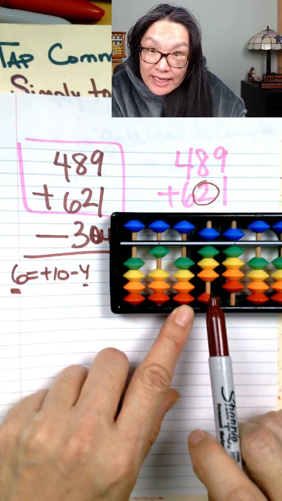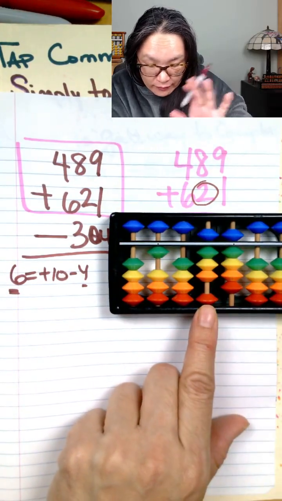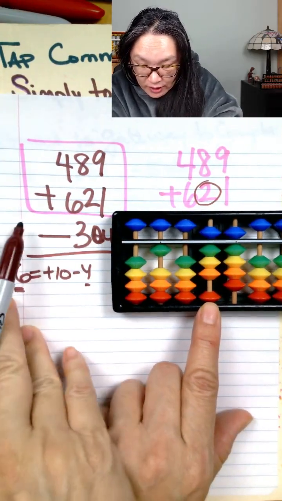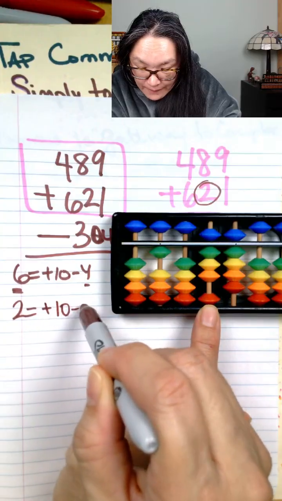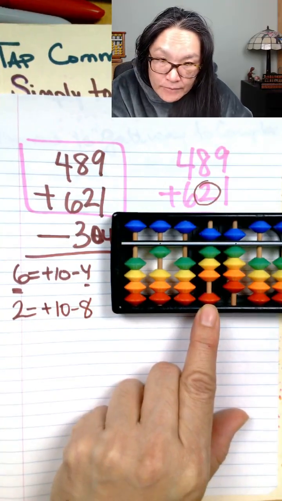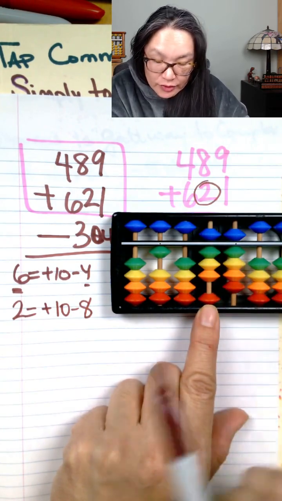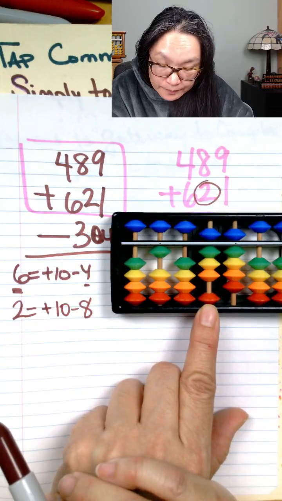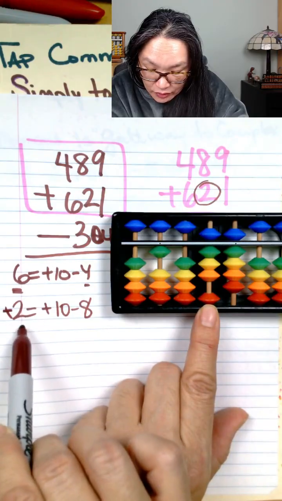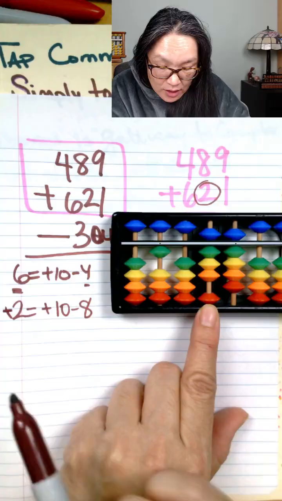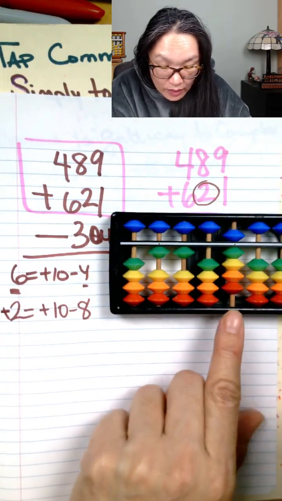Do I have enough beads to add the 2? No, I don't have enough beads to add the 2. I'm going to put my finger there so everybody can keep track. So my 2 is equal to plus the 10 minus 8. There are a couple more steps in between, but for this sake I'm just going to do this because I don't want to confuse anybody. The formula is, when I want to add the 2, I plus the 10 and take away the 8. Now where am I? I'm over here.